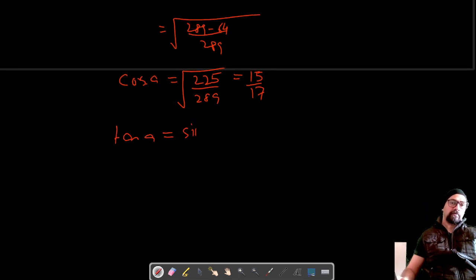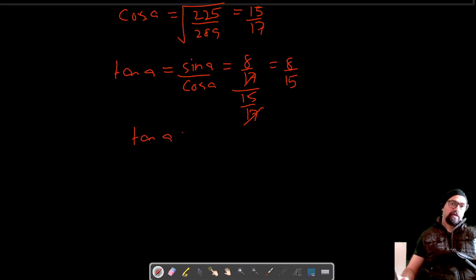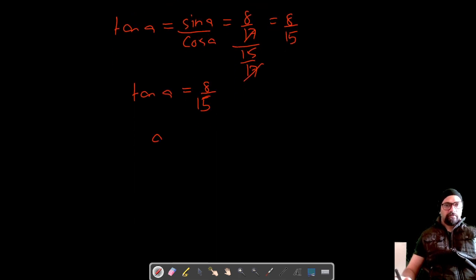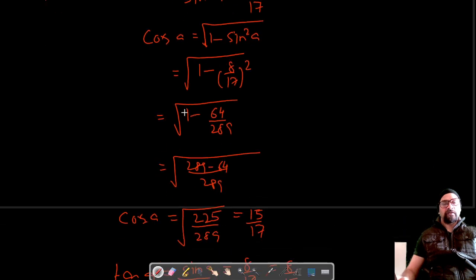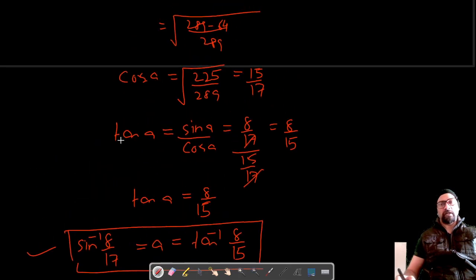So tan A, we know that in terms of sine and cos, it's sine A by cos A. Now sine A is 8 by 17, has to be divided by 15 by 17, which gives us 8 by 15. So tan A is equal to 8 by 15, which means A is equal to tan inverse 8 by 15. And we have assumed A to be sine inverse 8 by 17, so sine inverse 8 by 17 is equal to tan inverse 8 by 15. Let's keep it as it is.